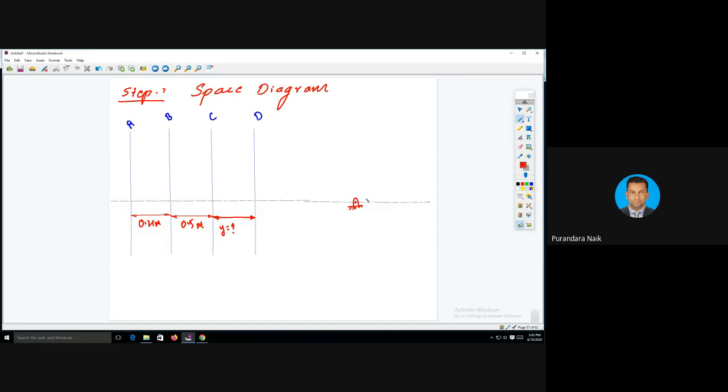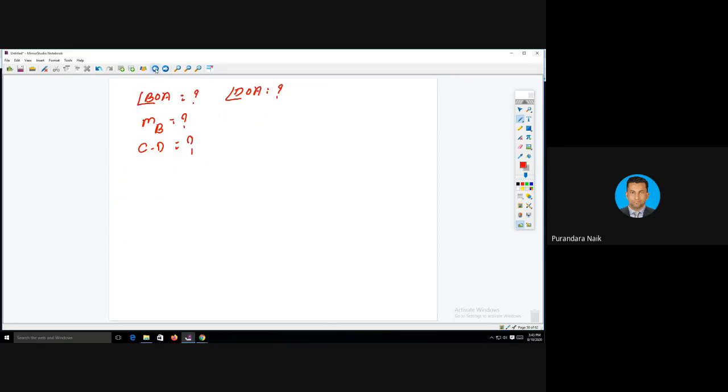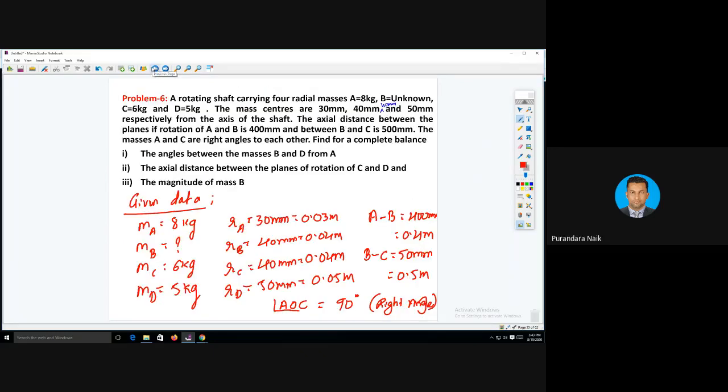Okay. So which mass do we need to take as a reference? Here, angle is given. Only one angle is given. Angle between A and C are right angles to each other. But here A and C, there are two masses. Which one is the reference? We don't know. Let us go to the next question. The angles between the mass B and D with respect to A. That indicates in the question also, you can extract one data that A is a reference mass.